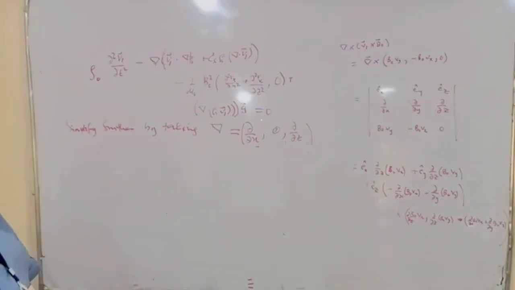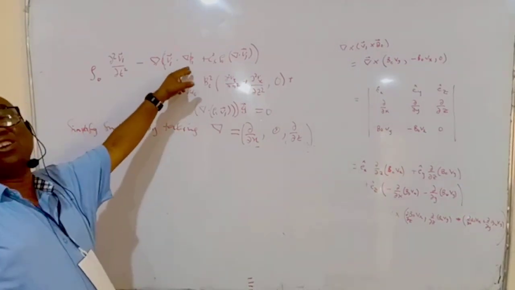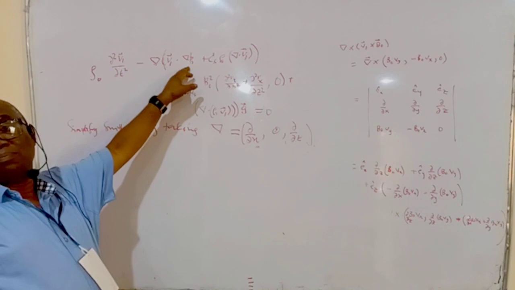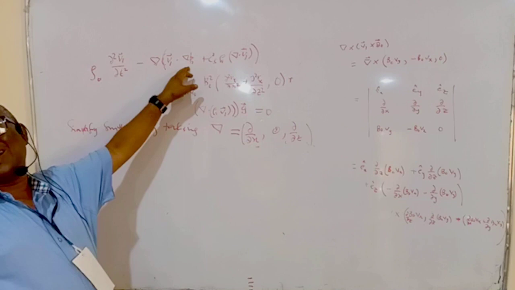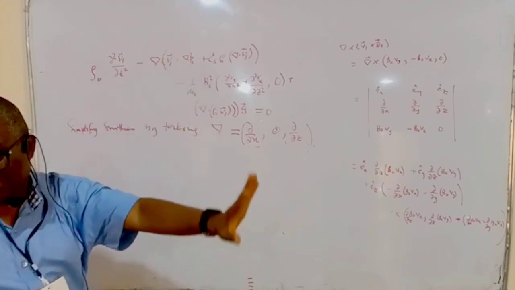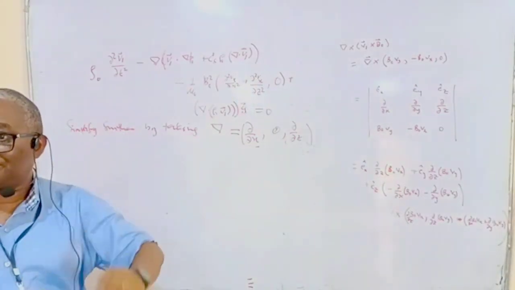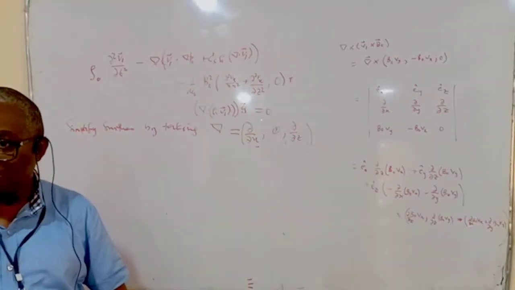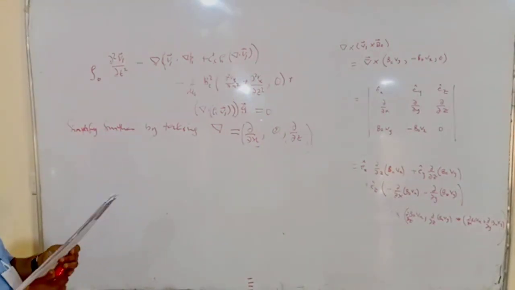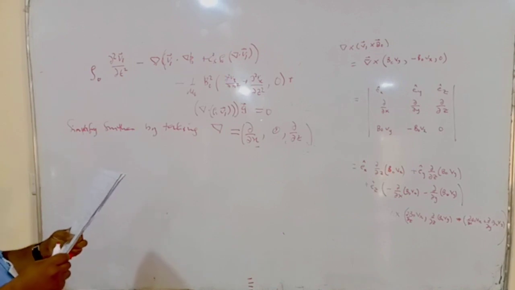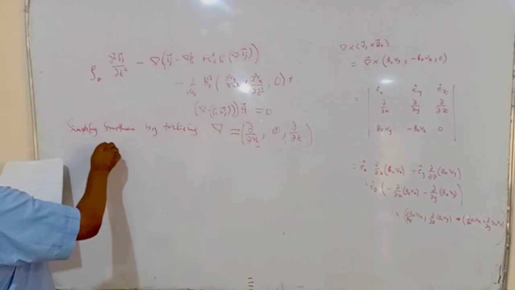Now, you will see that grad of P naught, for example, because P naught is a function of z, the partial P naught by partial x will vanish, but partial P naught by partial z will survive. Are you following me? So if you do that, you should be able to get something that looks like this.